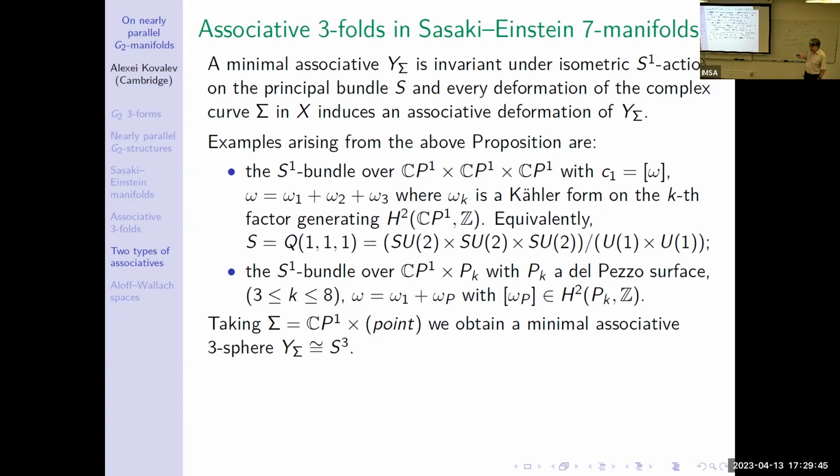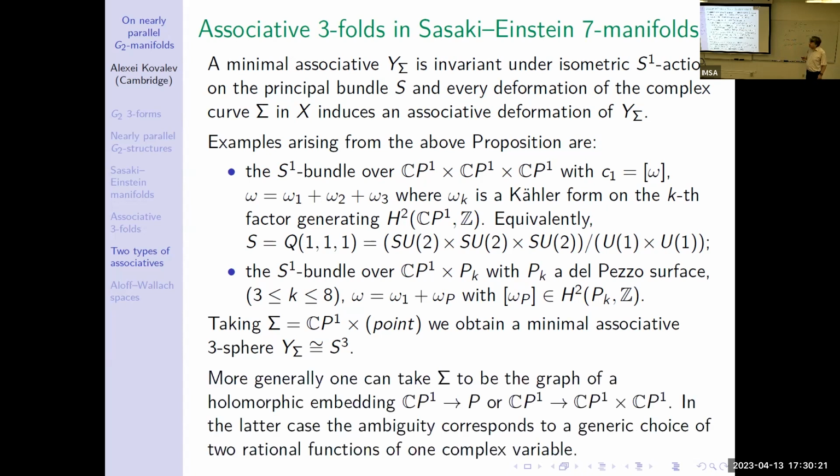Another, we can replace the product of two CP1s with a Del Pezzo surface, the blow up of CP2 in some finitely many points. We take the sum of the forms of CP1 and the Del Pezzo, and again use the curve which will be CP1 times a point in the Del Pezzo. Then in all these cases we'll get a circle bundle which is topologically a three-dimensional sphere. So, in other words, it's a Hopf bundle topologically speaking.